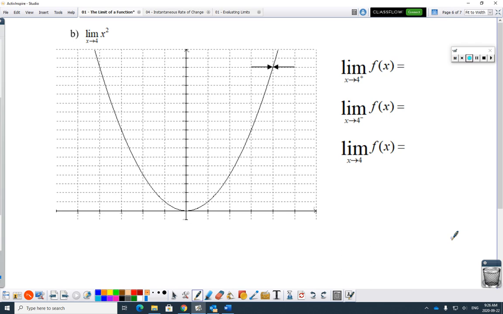Another example, limit as x approaches 4. As I head in from the right side, it's heading towards, I can't read the scales, it's got to be 16. As you head in from the negative side, it's heading towards 16. The limit is 16. Just to really reiterate, if things are continuous, finding the limit is so easy.